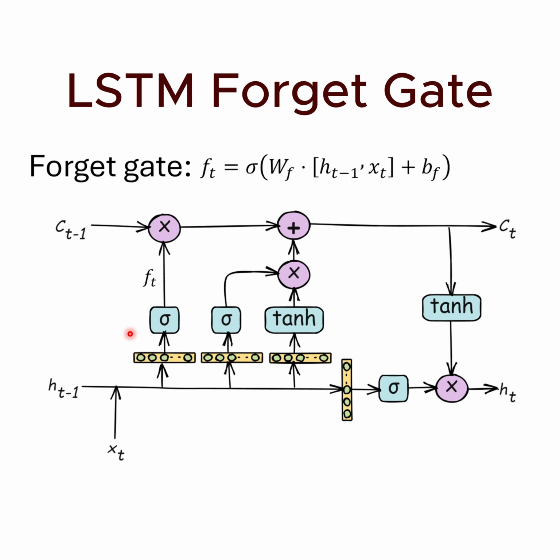This sigma function is indicating the sigmoid activation function. That means the forget gate's logits pass through this sigmoid function, and hence f of t is a vector that contains probabilities. That means each cell of f of t will have numbers between 0 and 1. Notice here that f sub t is multiplied with c sub t minus 1. This is a cell-wise multiplication between these two.